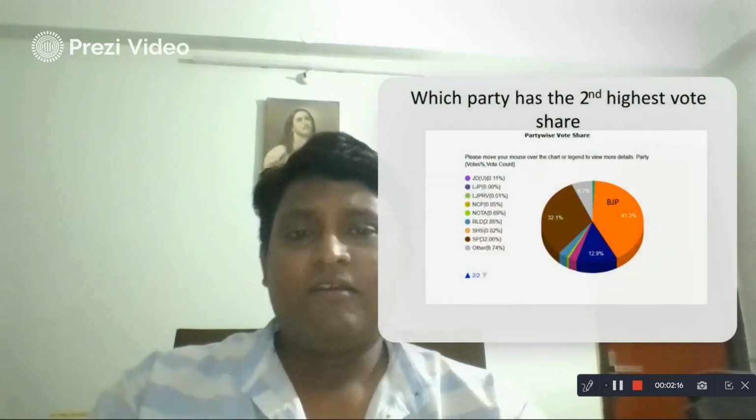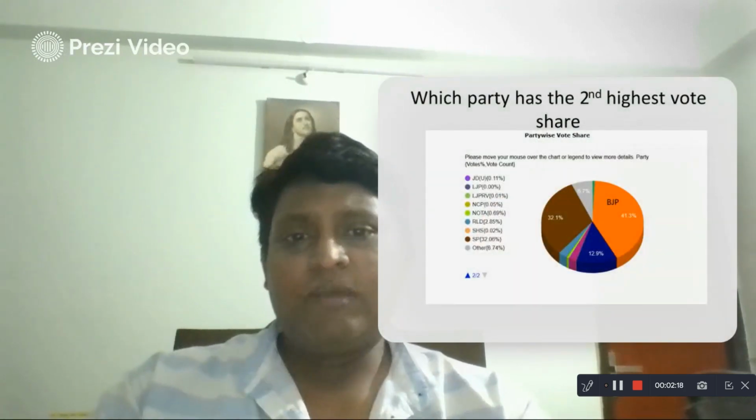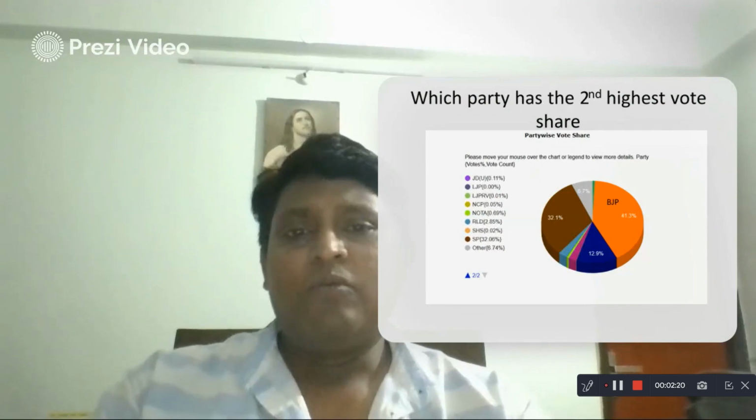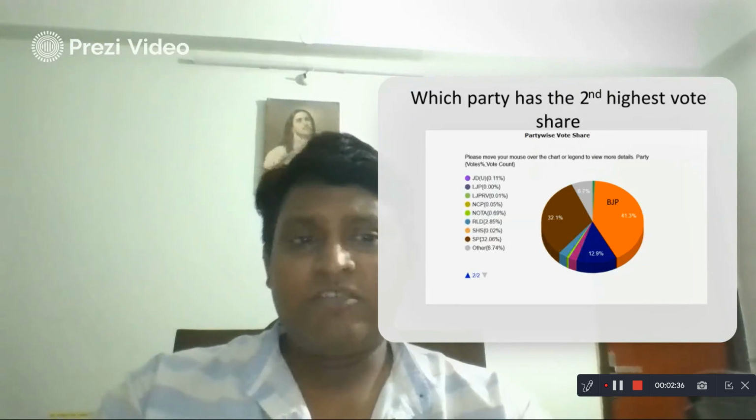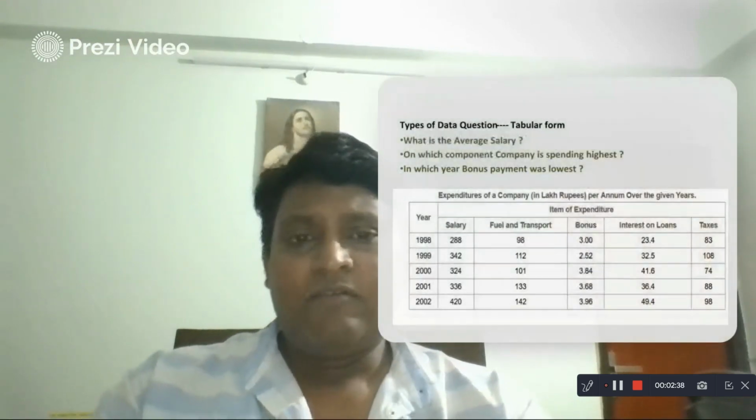See, this is another image showing which party has got the second highest vote share. You can see that the second party has 32.1 percent, which is depicted by brown, that is the SP party. I think this is easy to understand as compared to the previous images which I showed you in the video.